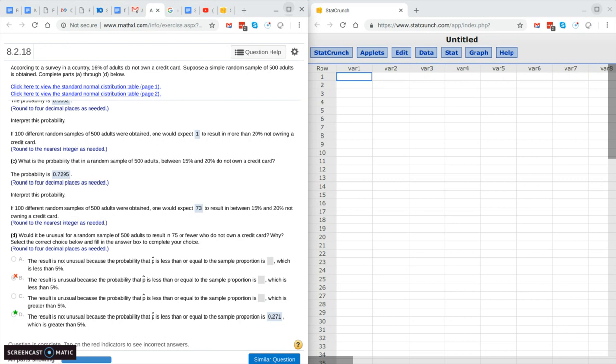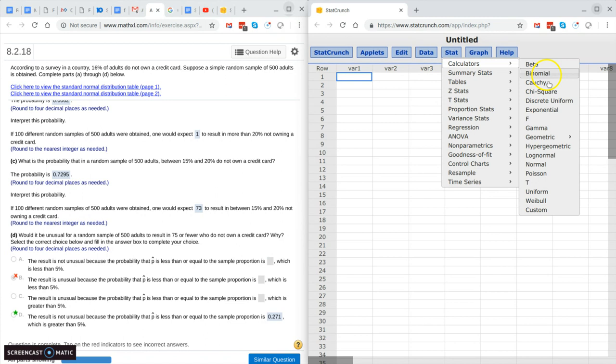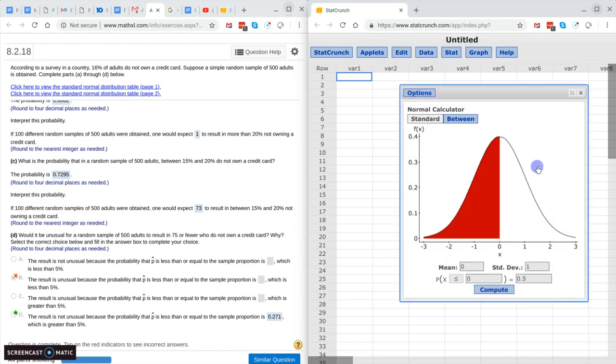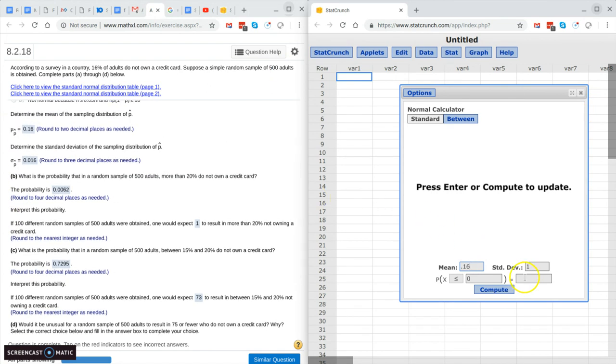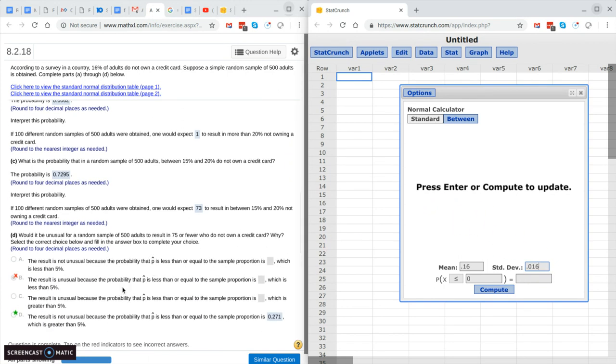Okay, so we know it's normally distributed, so we are going to use the normal curve calculator. And we know the mean is 0.16, right? That's up here. We figured out the standard deviation was about 1.6%. And we want to know what's the probability of getting 75 or fewer who do not own a credit card.